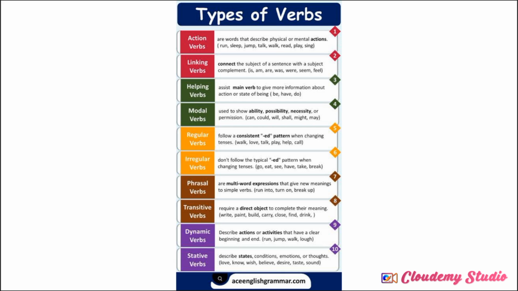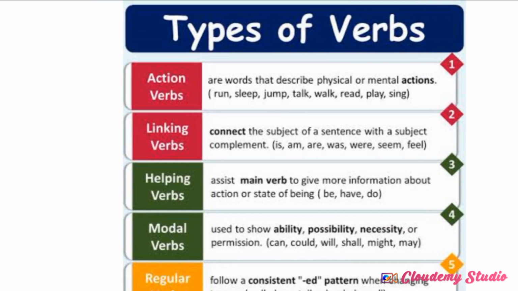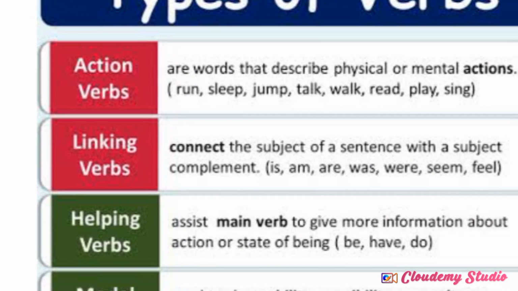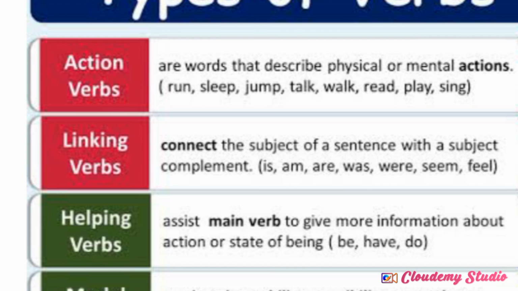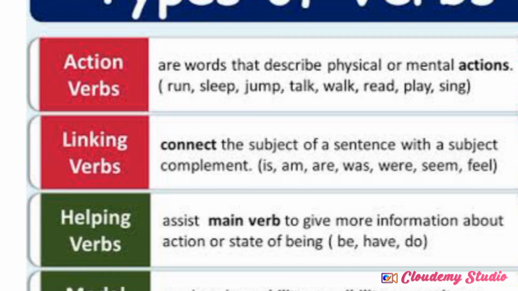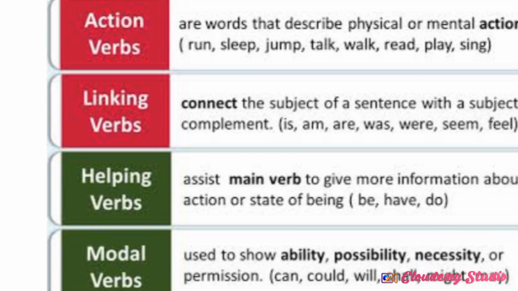Here we can see the types of verbs. The word which shows the action of a noun comes under verb. It is known as verb, where we can show the action of the noun, for example, I run, she sleeps, he jumps, they talked, we walk, I read. These are the kinds of words which show action.